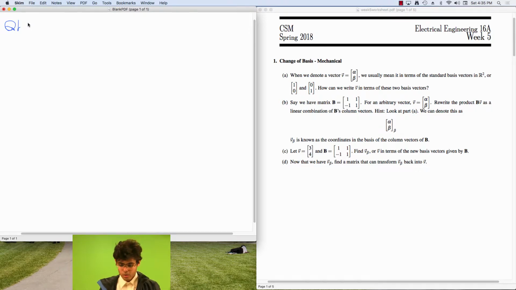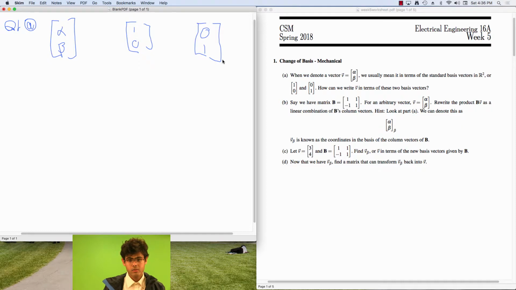So part 1a is asking us to take a vector alpha beta. And along with this vector alpha beta, we're also given two basis vectors. The first vector is 1, 0, and the second vector is 0, 1. And we are being asked to describe this vector alpha beta as a linear combination of these two vectors. So what number should we have here and here such that this sum ends up being alpha beta?